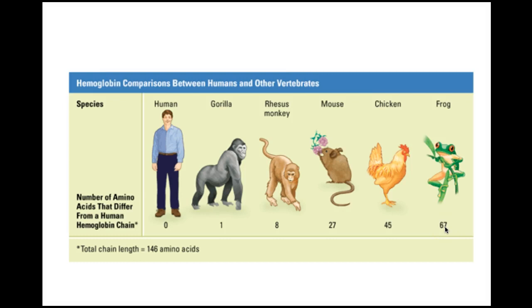So the question I have for you to end this video with is, does that make sense? Does it make sense that we would have more differences with a chicken than we would a mouse? Or more differences with a mouse than we would a gorilla? And hopefully the answer is no, because you can see that we have more similarities with the animals we have less differences with. But these are the 4 major types of evidence you need to know for the exam.